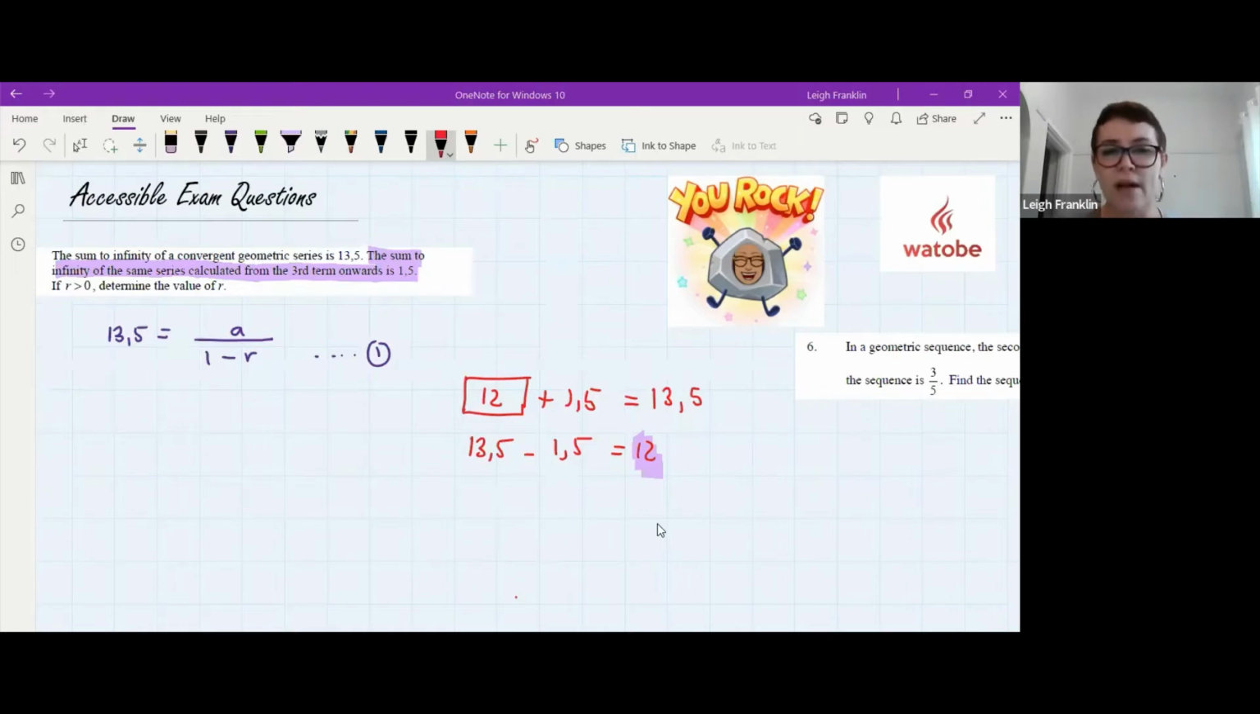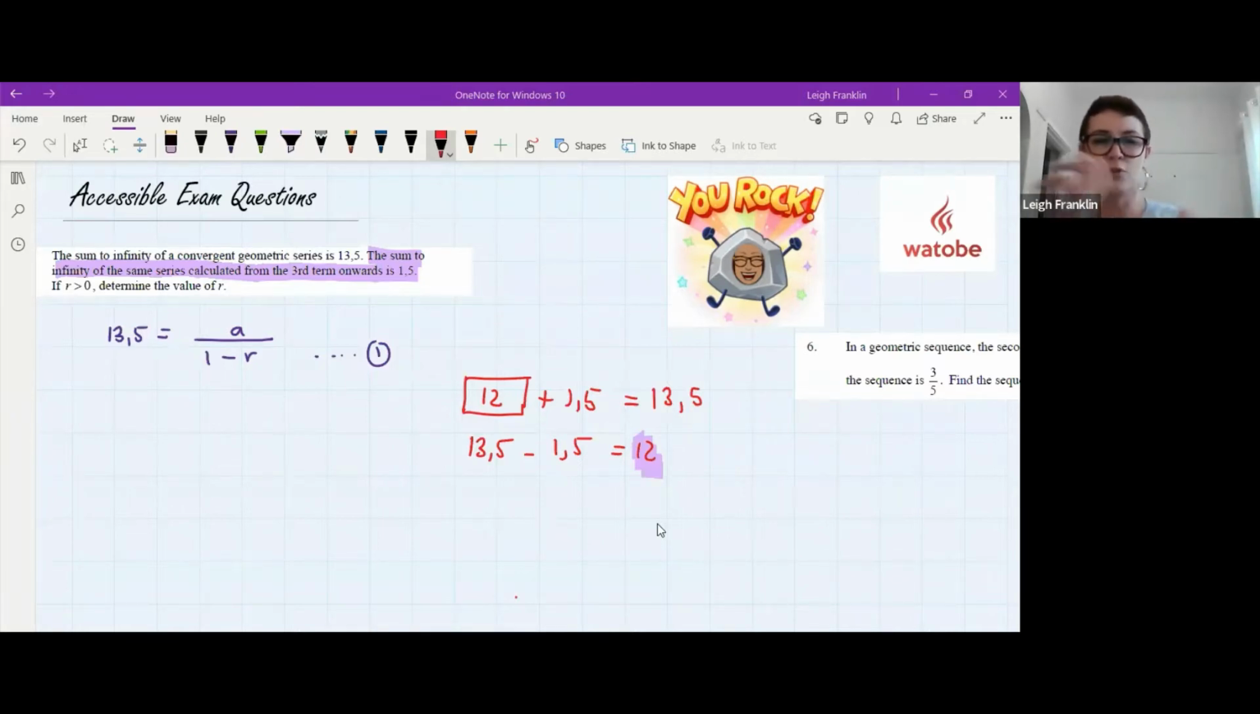Isn't 12 the sum of the first two terms? Bingo, you got it, all right? 12 is the sum of the first two terms, beautiful. I'm so glad I didn't tell you and that you've been able to tell me, that's excellent. Okay, so now we need to turn that into an equation.